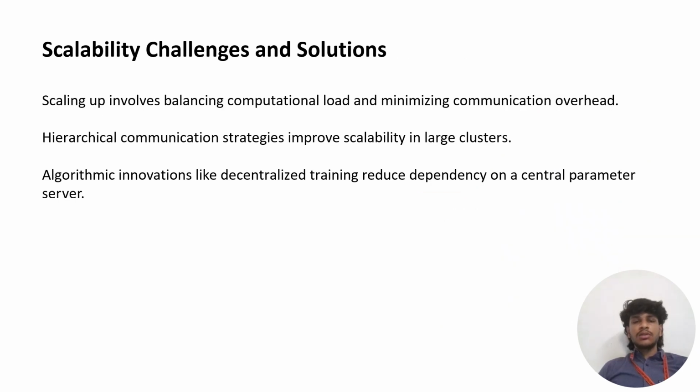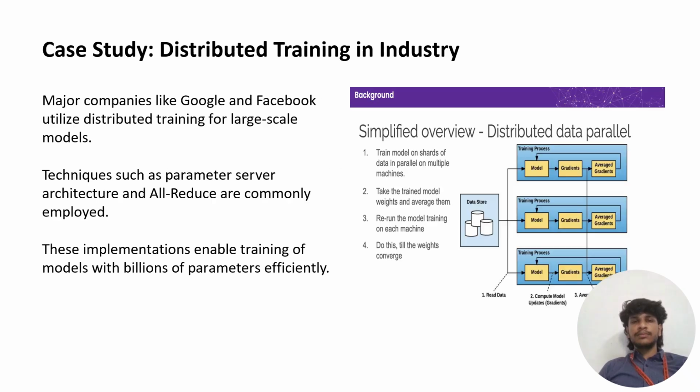Stability challenges and solutions. Scaling up involves balancing computational load and minimizing communication overhead. Hierarchical communication strategies improve efficiency in larger clusters. Algorithmic innovations like decentralized training reduce dependency on a central parameter server.